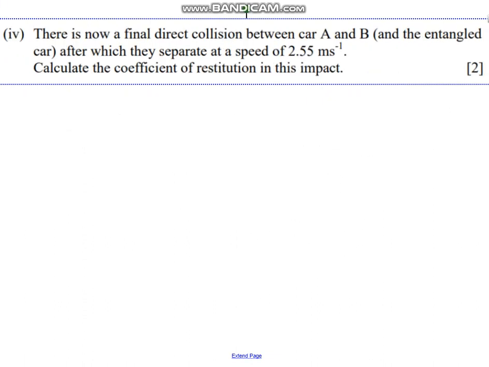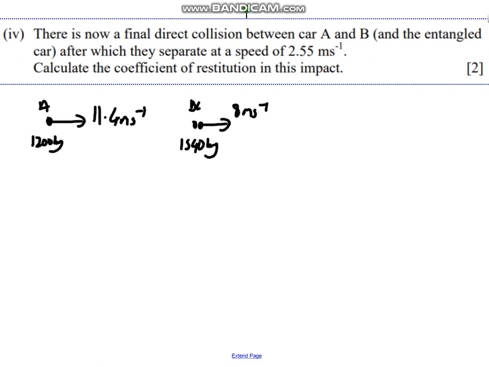On to part 4. Let's have a little look at what's happening in the situation before now. There's another collision. A, which we left a little while ago, but it's still been trundling along, still weighs 1200 kilos, it's still called A, and it's still moving at 11.4 meters per second. We got that from our simultaneous equations earlier. B and C then went off and collided with each other, and now BC, as we'll call it, is moving at 8 meters per second. So of course what's going to happen is that A is going to then catch up with this entangled car BC.